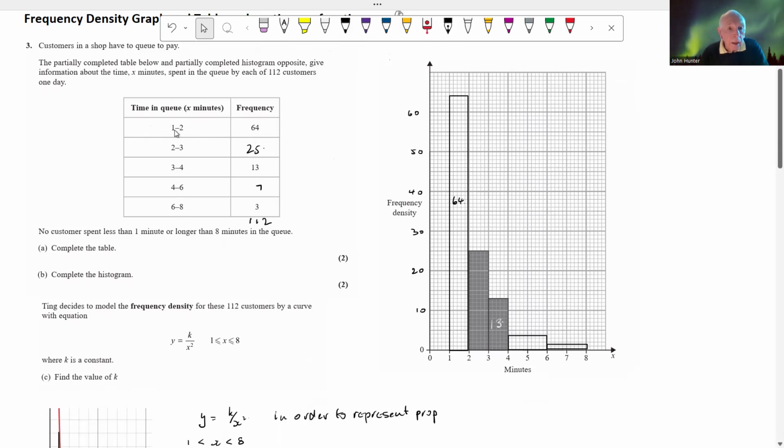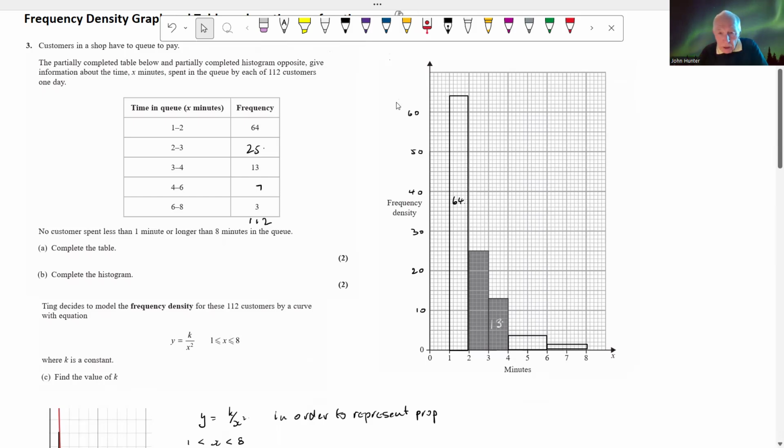So there are 64 customers that have to queue between 1 and 2 minutes, 13 between 3 and 4, and 3 between 6 and 8. And we've got to fill in the missing ones, 2 to 3 and 4 to 6. Meanwhile, on the frequency density chart, we're actually given these two bars, the 2 to 3 and the 3 to 4.